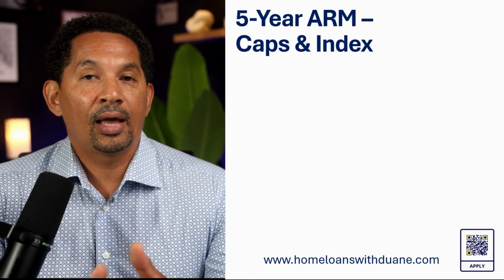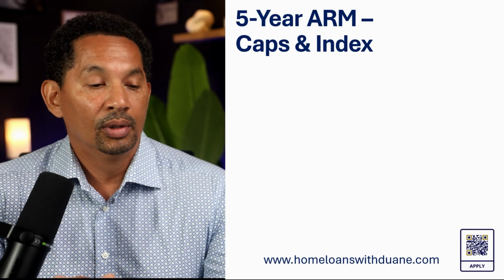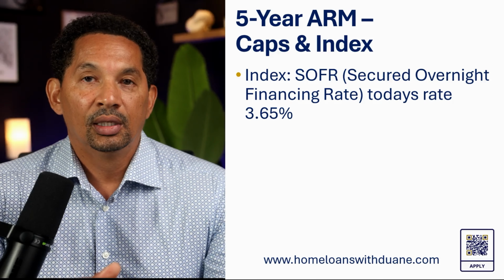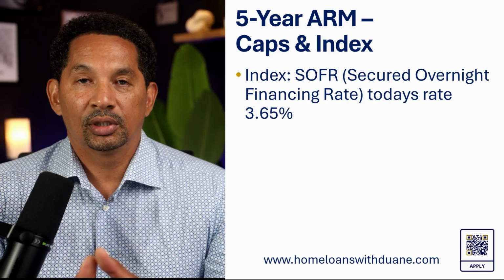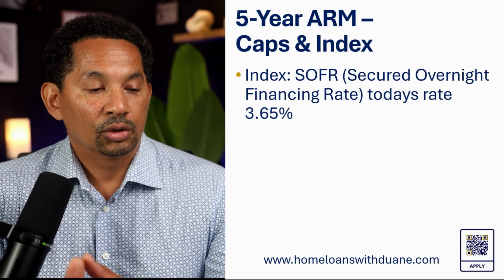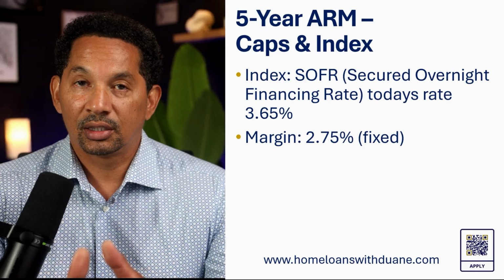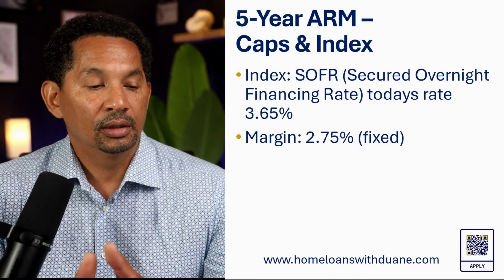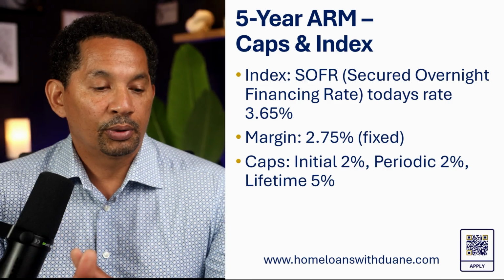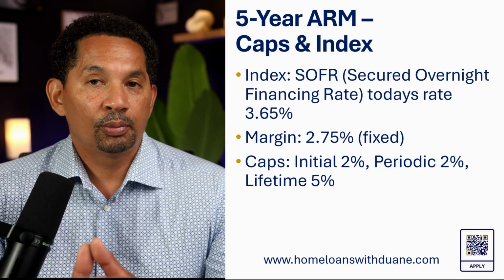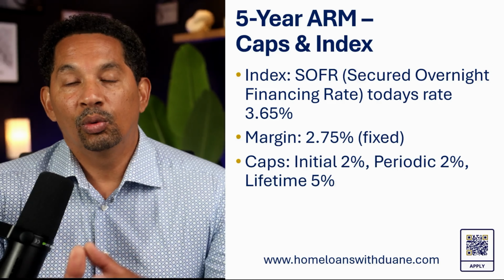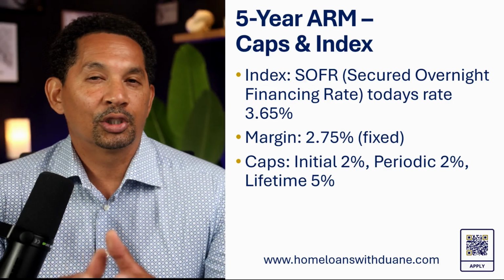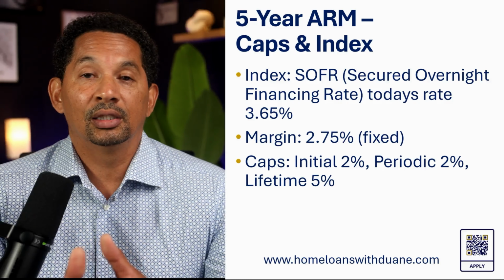Now let's talk about the caps and indices that are tied to the 5-year ARM. And the index is going to be the SOFR, Secured Overnight Financing Rate. Now, when I did this video, the rate was at 3.65%. Now, the margin is going to be 2.75%, and this is fixed. It will not change. Now, for an adjustable rate mortgage, there are caps associated. So the caps will be a 2% initial cap, periodic 2% cap, and a lifetime cap. And I will go over each cap. So again, you'll have a better understanding of how it works out and what your payment will look like should you select the adjustable rate.